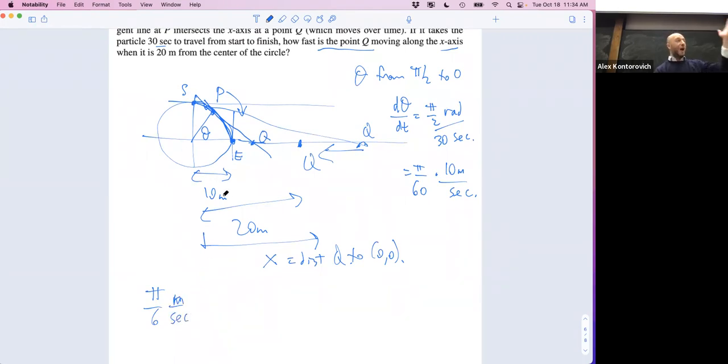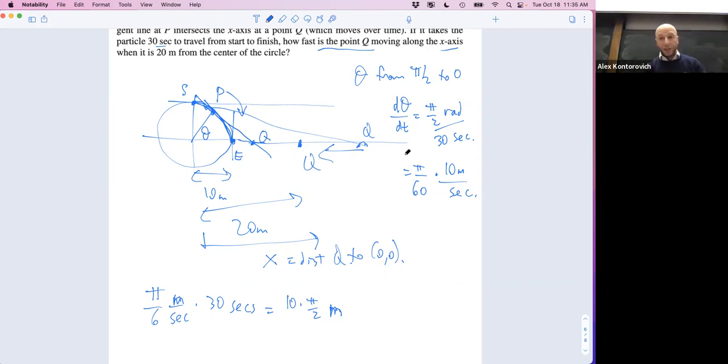If that's how fast the angle is traveling, this point is traveling this fast. If I do that over 30 seconds, 30 over 6 is 5, so 5 pi is 10 times pi over 2 meters. That's how far the particle has traveled. If it went all the way around it would travel 2 pi times 10 meters, 2 pi r, the full circumference. We're only doing a quarter of that, so it's pi over 2 times 10 meters. That's just a sanity check.